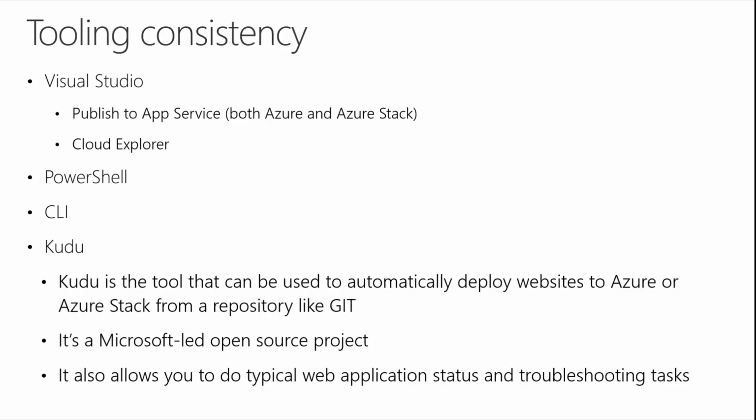Just to recap on the tooling consistency, again, familiar tools that we have in public Azure. We can leverage Visual Studio to publish the App Service both to Azure and Azure Stack, which is great if we have a hybrid application where maybe the web app lives on App Service in Azure Stack, but the mobile app lives in public Azure. Leveraging Cloud Explorer, PowerShell, CLI, Kudu, as we talked about. These are all tooling consistency across App Services in Azure Stack.